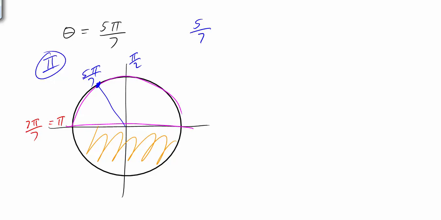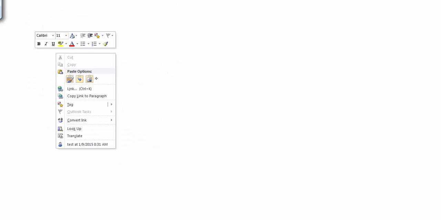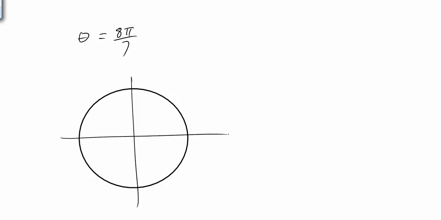All right, so let's see if you can figure out this next one. And again, here you may want to actually pause the video and see if you can come up with the answer. If I give you theta equals 8 pi over 7, where is that going to be located here? Is it going to be in the first, second, third, or fourth quadrant?